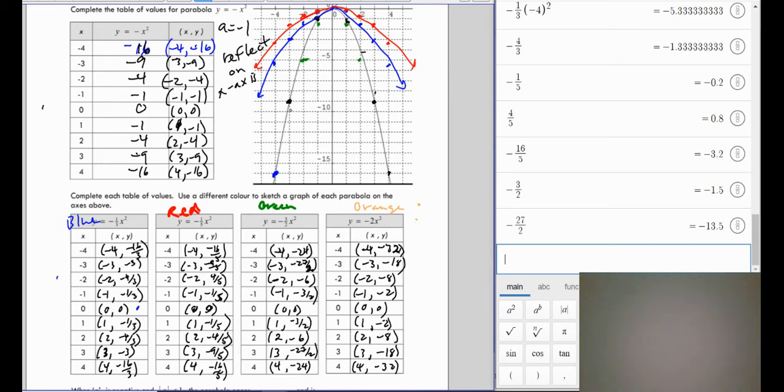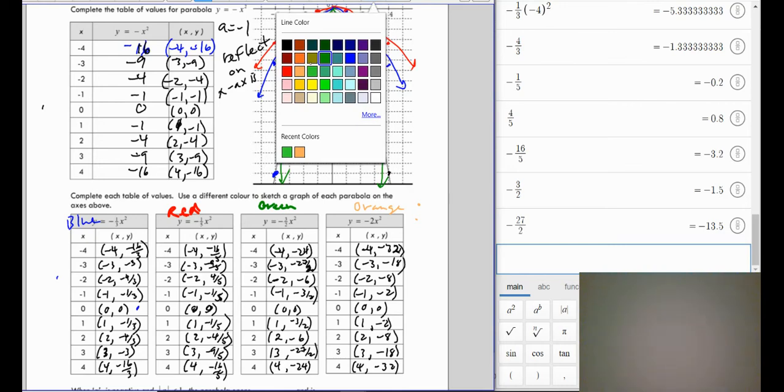So there's 11, 12, 13.5. All right, 13.5. Okay, so we see a number higher than 1 turns into a more narrow line. And finally, let's do our orange.